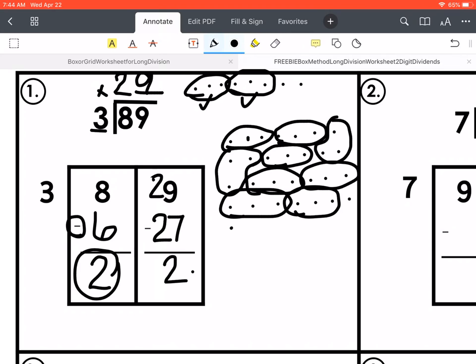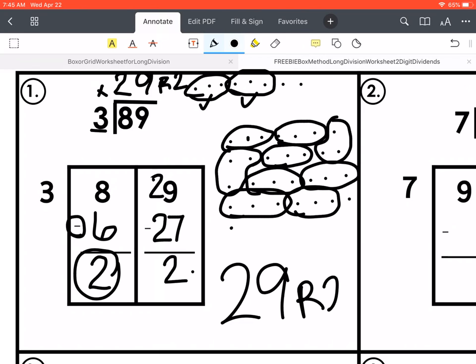Whatever is left over. So your answer, go ahead and delete that line. So your answer is not just going to be 29, it's 29 R2. So let me write it bigger. Your answer to problem number 1 is 29 remainder 2.